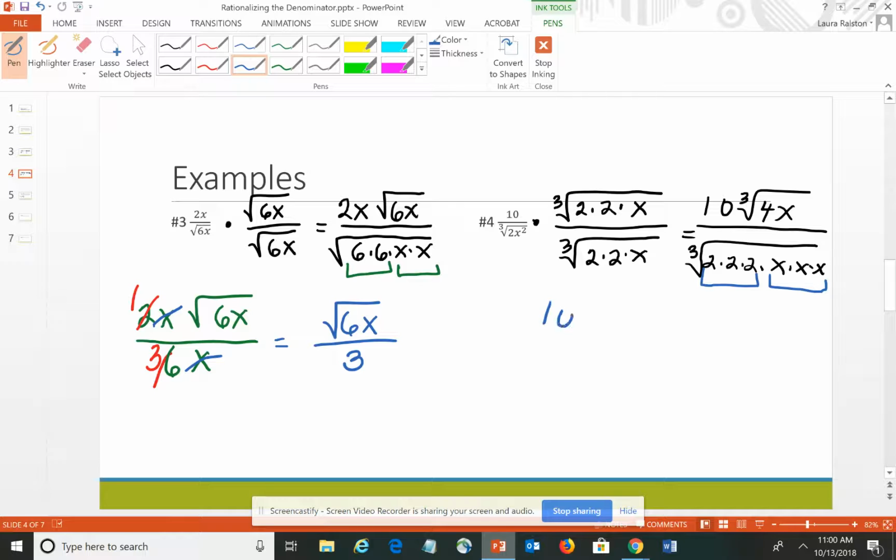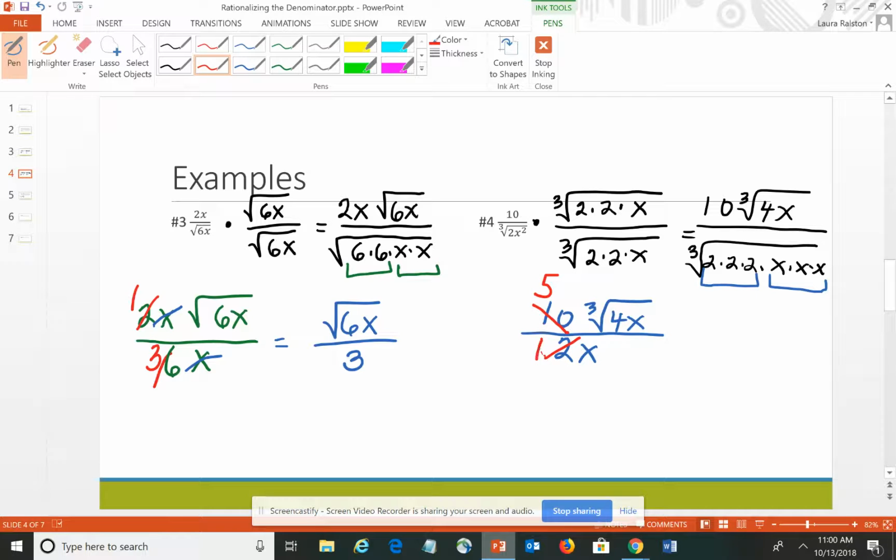So I have 10 times the cube root of 4x in the numerator over 2x in the denominator. Again, I'm not quite home free because I do have a common factor. 10 and 2 can both be divided by 2. 10 divided by 2 is 5.